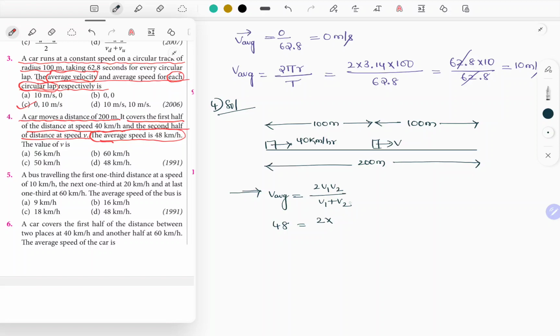I'm not substituting units of this quantity because all of them are in km per hour only. No need to substitute. So 2 into v1, which is 40, v2 is v, divided by 40 plus v. Now this is what we have to solve. Let me solve this. 4 1s are 4, 2 6s are 12, 4 12s are 48. Then 2 1s are 2, 2 6s are 12, so finally you are going to get 40 into 6 plus 6v equal to 10v. Then 40 into 6 is equal to 10 minus 4 into v. So v is equal to 60 km per hour.